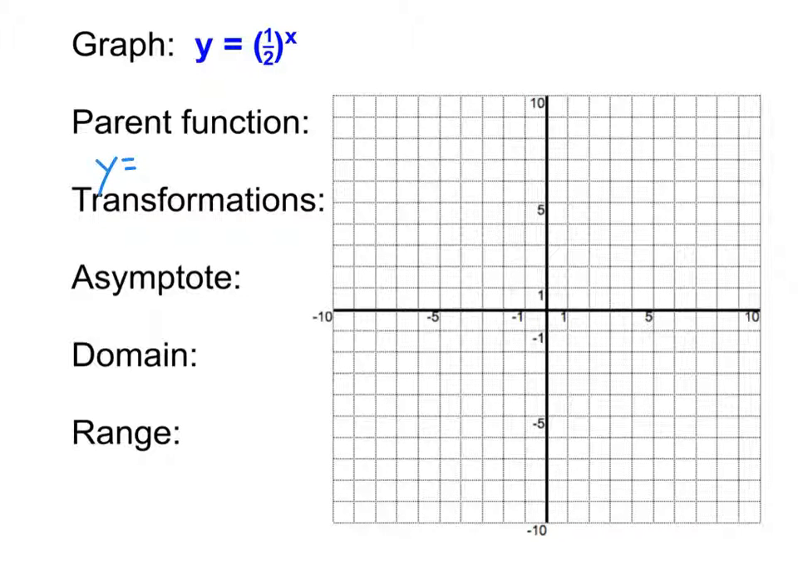So actually what we're looking at here is also another parent function. Because remember, our parent function is any number to the power of x. This is a number, 1/2, that's raised to the power of x. So our parent function is just 1/2 to the x. Doesn't matter that it's a fraction, it's still just a number to the x. Now because there are no transformations here, we don't list any transformations. And our asymptote is where? It's going to be at y equals 0, yes.